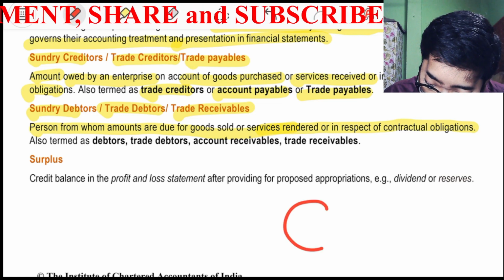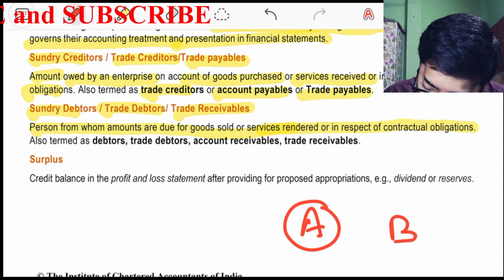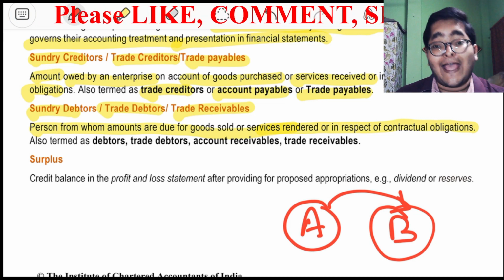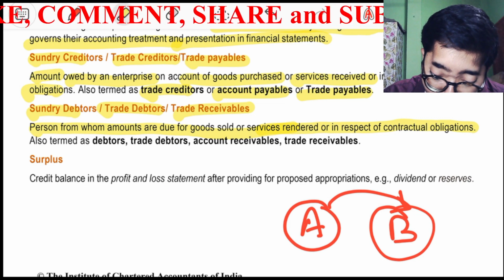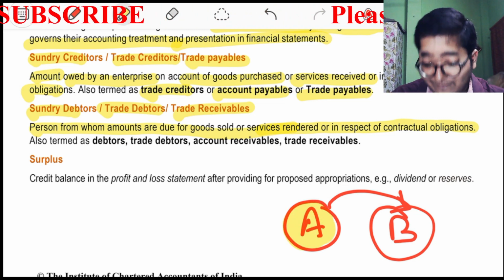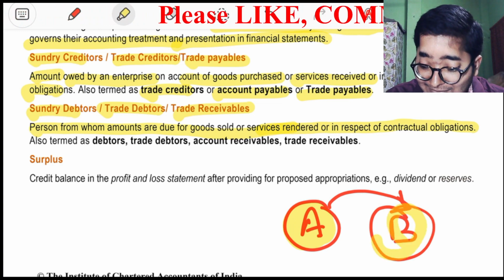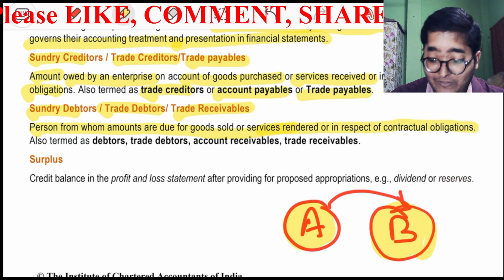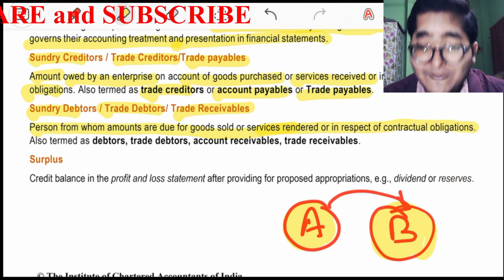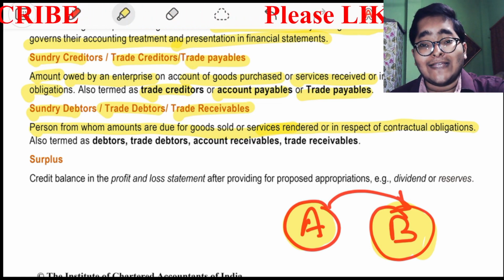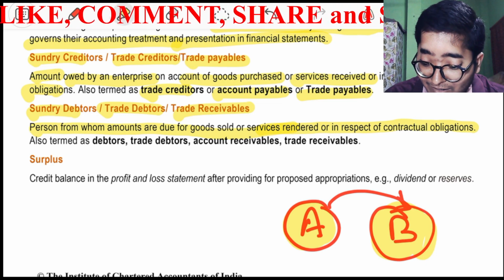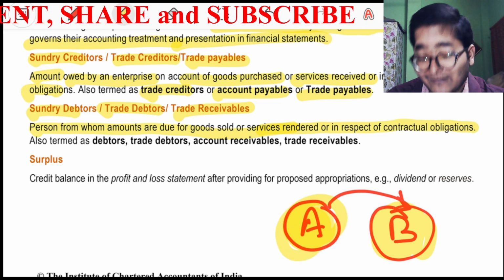For example, there are two persons, A and B. A sold goods to B. In respect of B, A is the creditor, and in respect of A, B is the debtor. B is liable to pay, so it is an asset for A. That is why B is debtor to A. In respect of B, A is a creditor. The person B must pay to A, and that is why A is the creditor in respect of B.